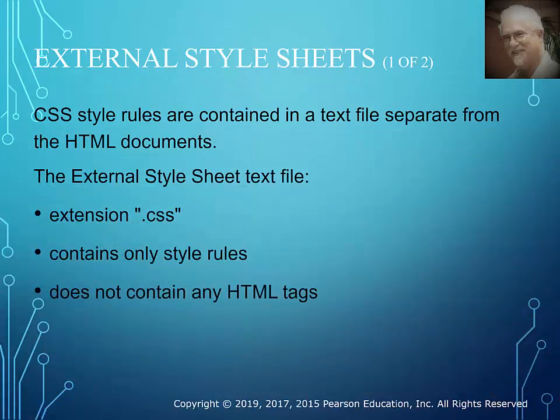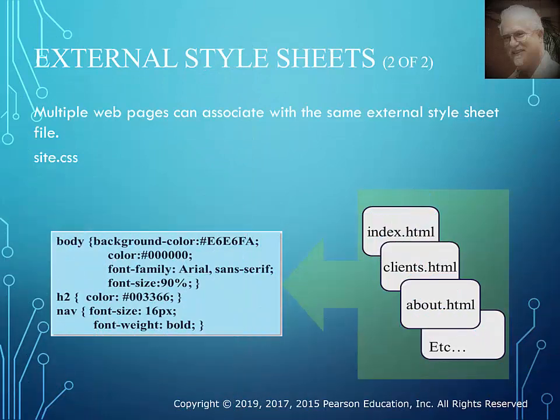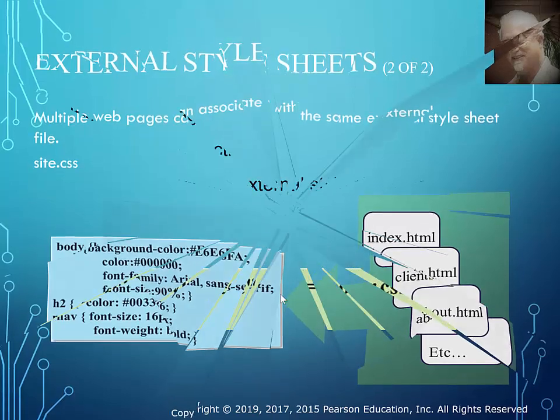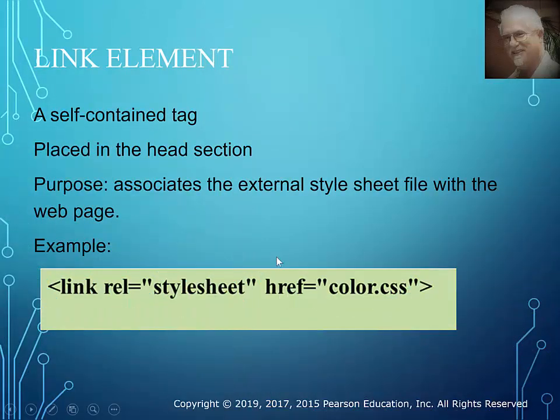External style sheets, those are separate files. They have a .css extension, created with a Notepad++, flat ASCII editor kind of thing. You basically just link to that style sheet. You can have multiple files, and in fact you probably would have multiple files linking to that external style sheet so that all of the pages of the site would have a common look or feel to them to kind of hang together. We use a link element to connect the HTML file to the style sheet file.